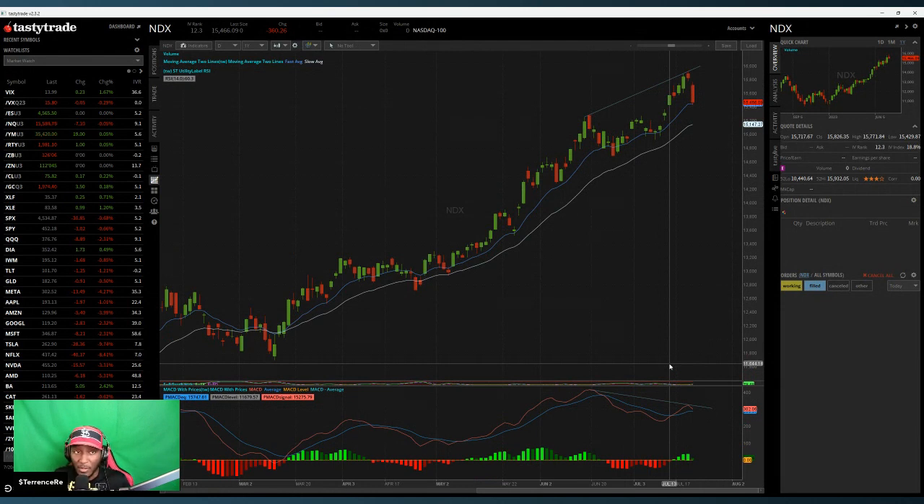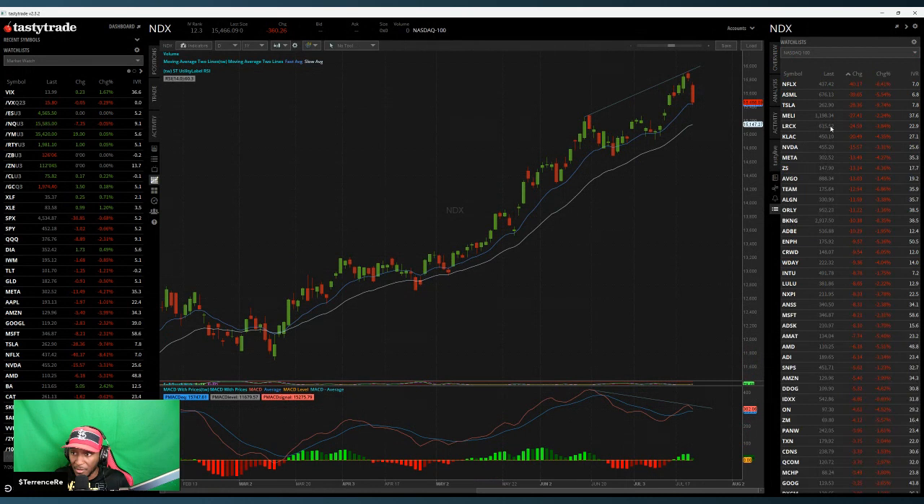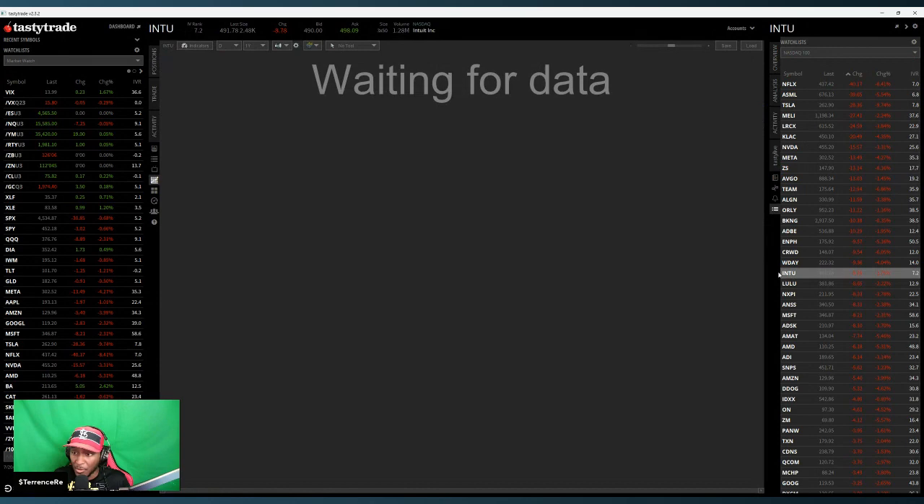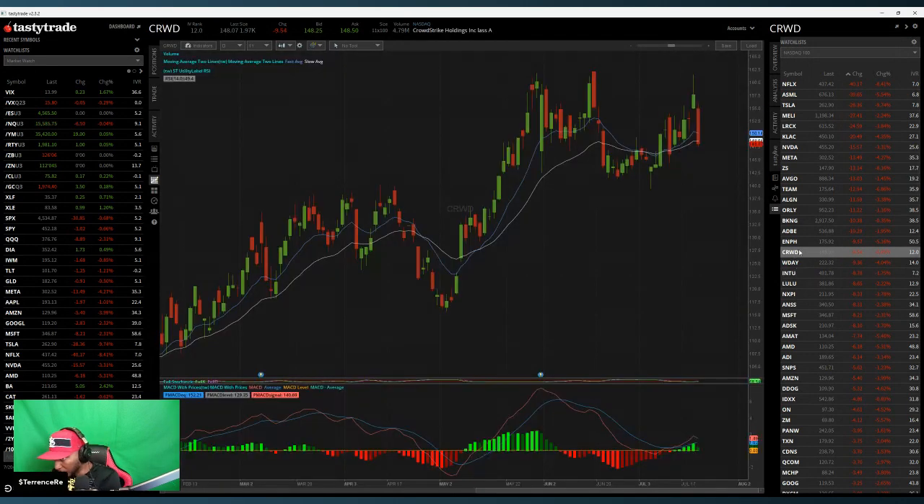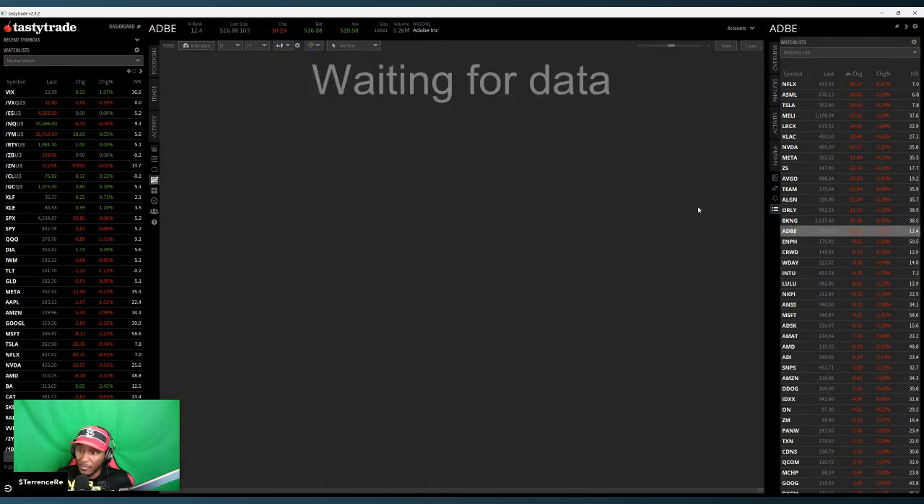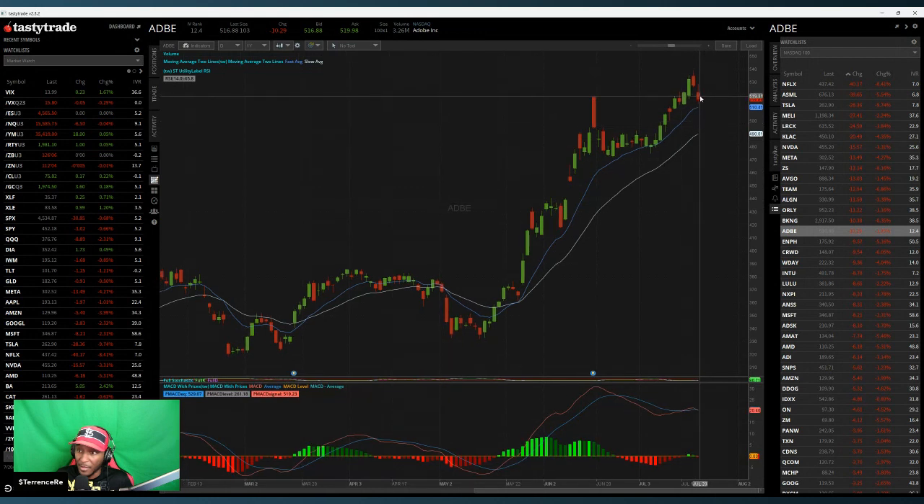The Nasdaq 100 is mainly tech stocks for the most part. If I pull these stocks up over here, the ones that I know, Intuit was down on the day. CrowdStrike, big red candle. Adobe, not as big a red candle, but because it's such a big stock, a $500 stock, it was down $10 on the day. So I just clicked on a few to show you.